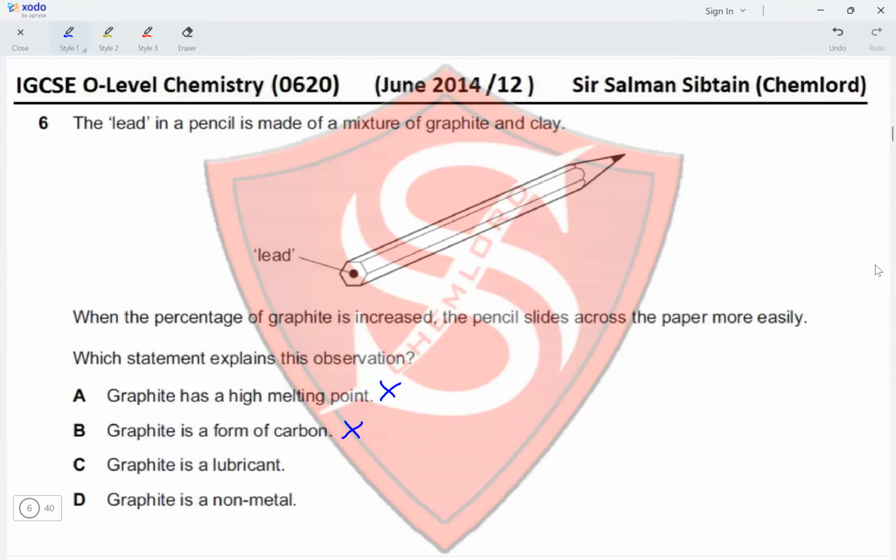Graphite is a lubricant. Yes, layers of graphite can slide over one another, making it a lubricant. So when more graphite is present, it will slide over the paper more easily. And graphite is a non-metal. This is also a true statement, but not the one that explains why pencils slide across the paper more easily. So option C is the correct option for this question.